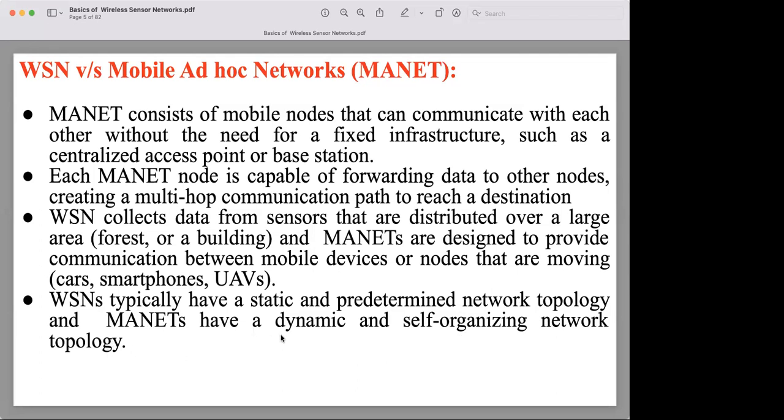That means it is very robust. Very quickly they change their topologies because the nodes are mobile and other things. So link creation and link maintenance is tough in MANET as compared to wireless sensor network.